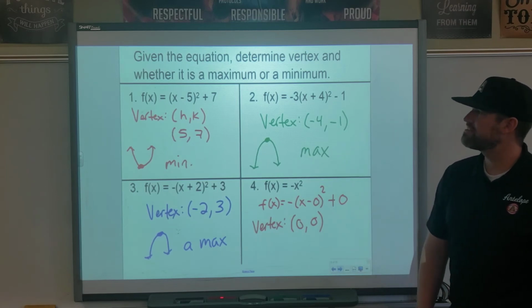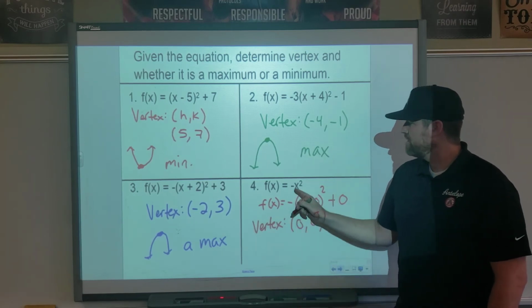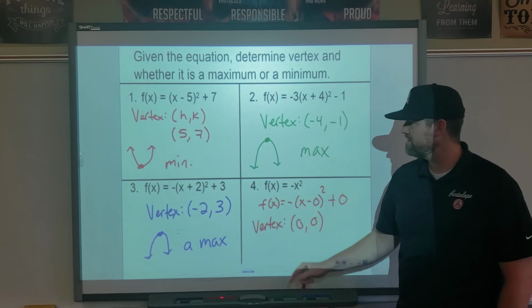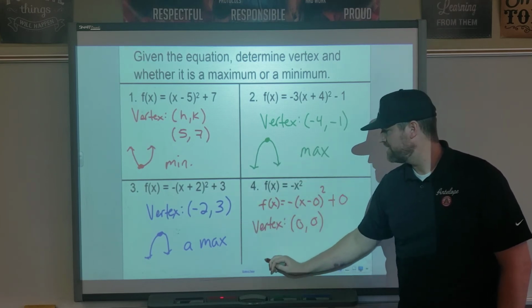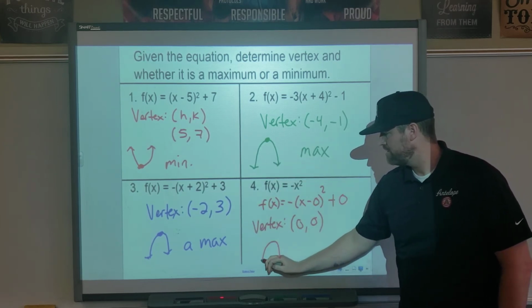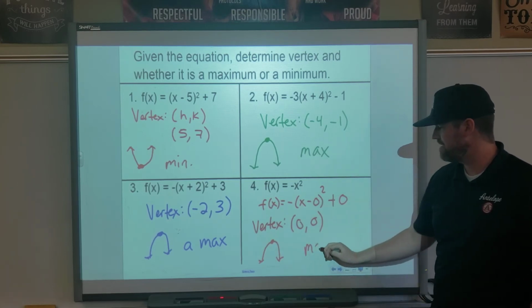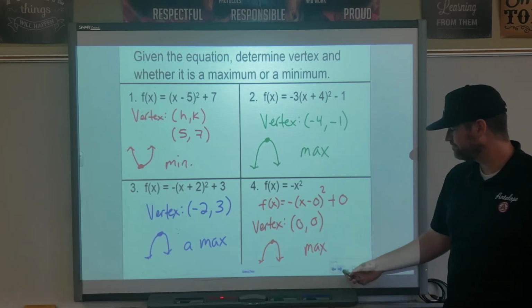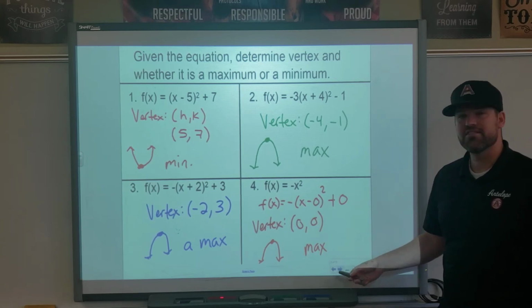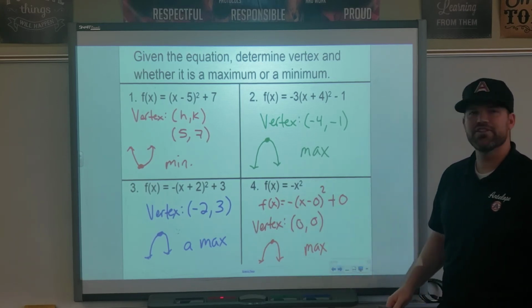We can definitely just determine if it's a max or a min. This is negative. So again, just like these two, if it's a negative, your graph will open down. And if it's opening down, your vertex is at the top. So it is a maximum. This is the key stuff for vertex form. Hopefully you're doing okay so far.